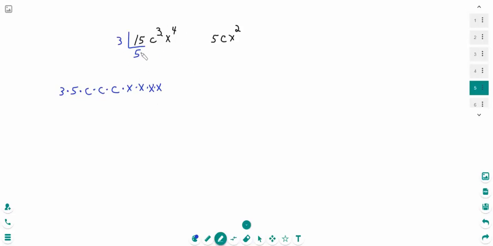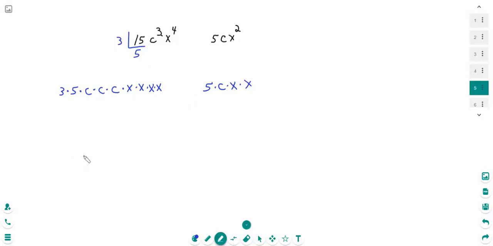Okay, and that's really the factorization of this whole term. We factored the coefficient, the 15 in this case. We factored the c to the third into 3 c's and the x to the fourth into 4 x's. Okay, if we wanted to factor this one, well, obviously 5 is already factored. That's already prime. c is already prime. It's to the power of 1. And then x squared, we could write that as x times x. All right, so here we have the factorization of the first term as well as the second term.